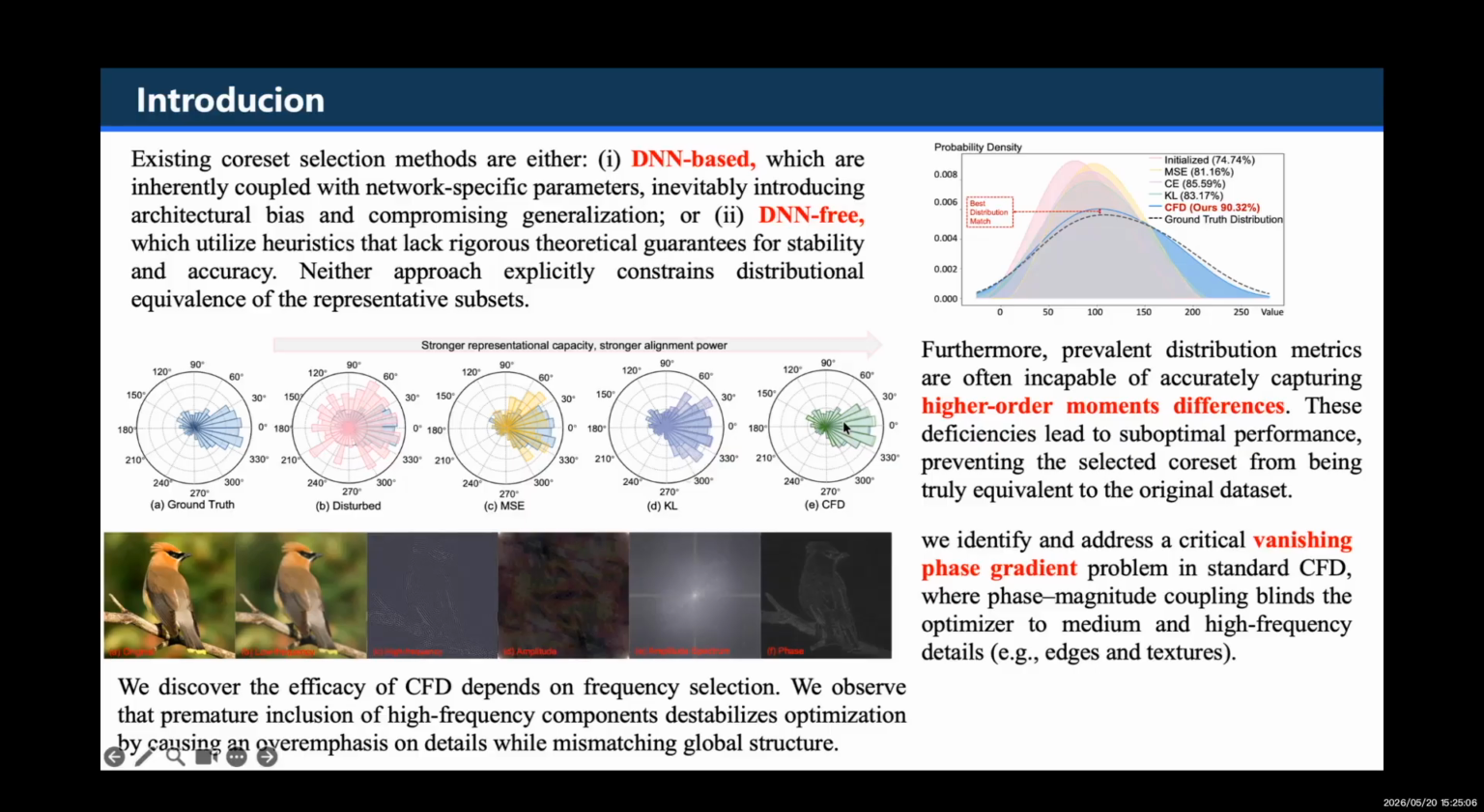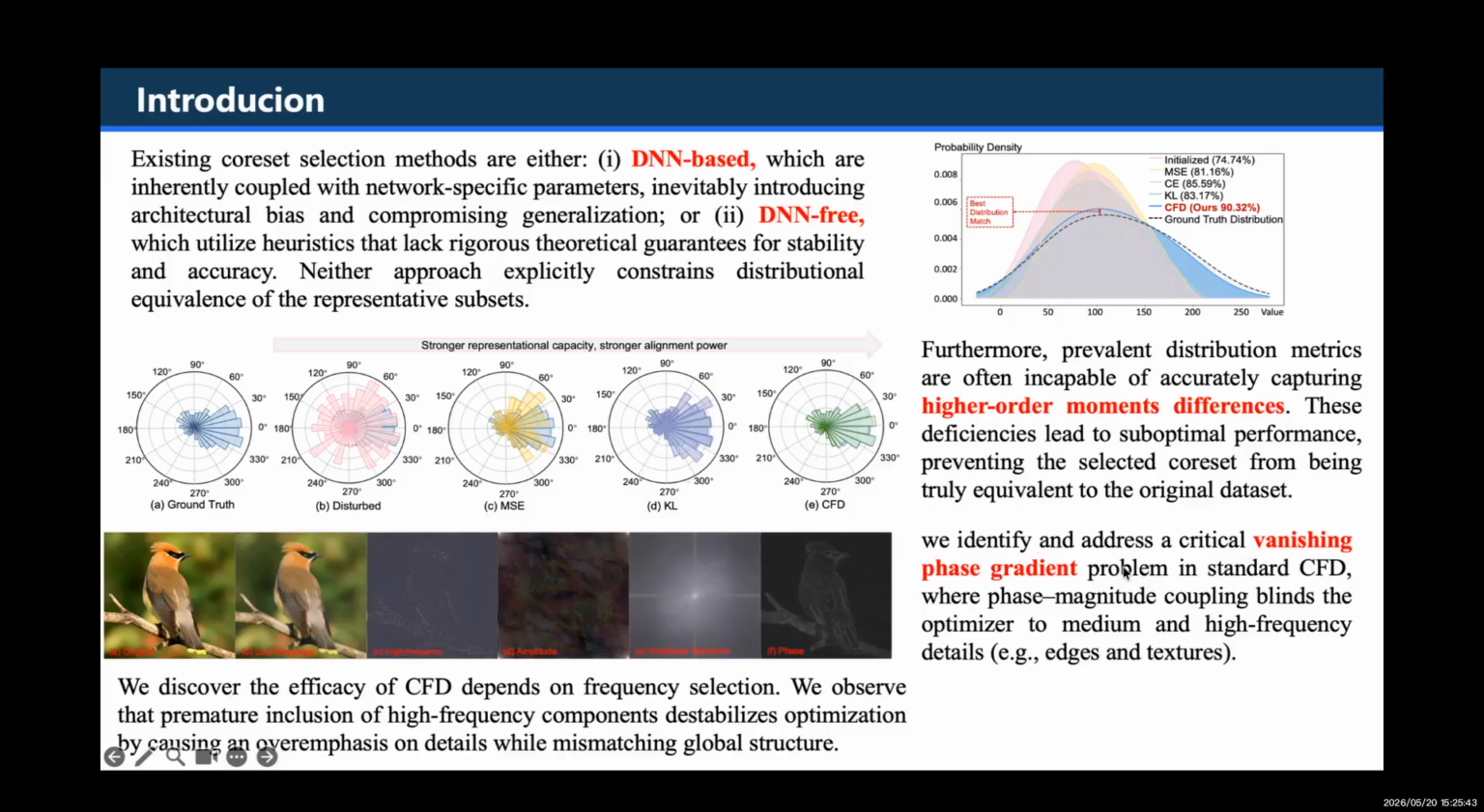In this work, we use the frequency domain, which is actually CFD, characteristic function distance. We use it to depict the difference between the Coreset and the original dataset. So you'll see here the distribution is equivalent.